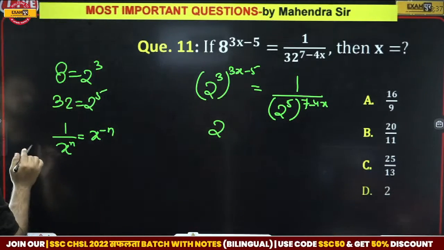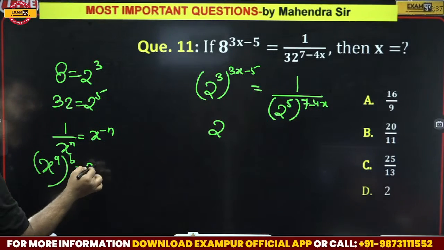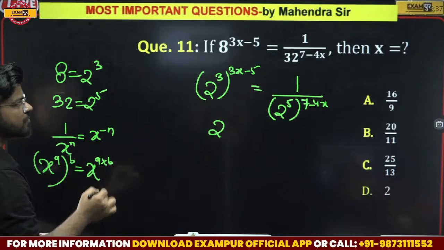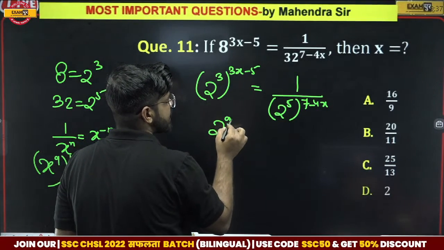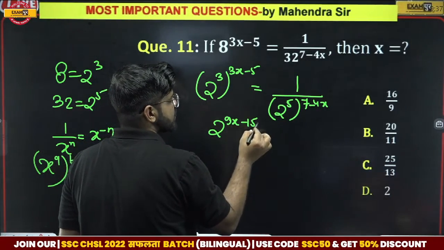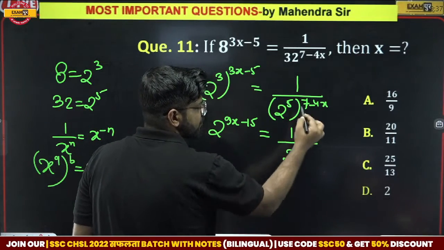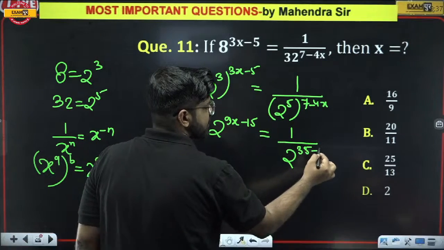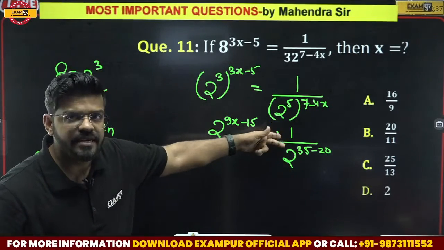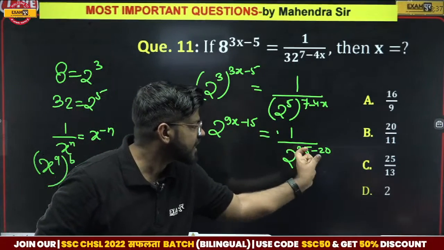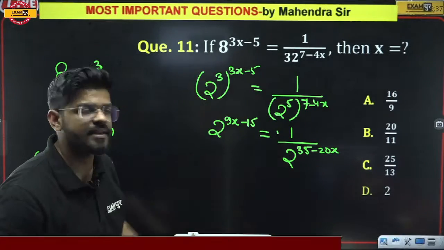Okay, so first we have to calculate, multiply this. One more thing you have to know, x to the power a to the power b is nothing but x to the power a into b. So we have to multiply these two. When we multiply these two, we will get 9x minus 15 is equal to, here what we will get? 35 minus 20. When we reverse it, the power gets reversed, because 1 is in the minus.